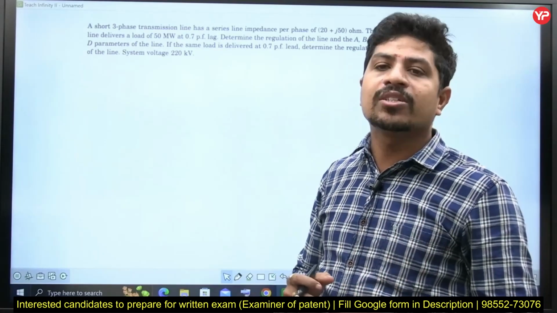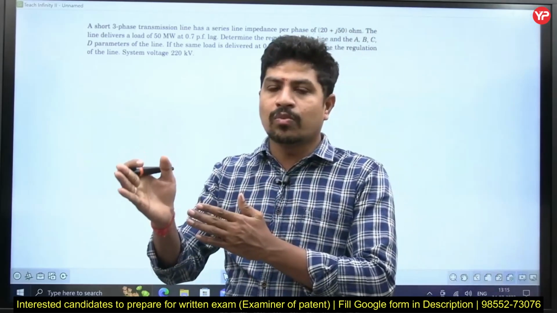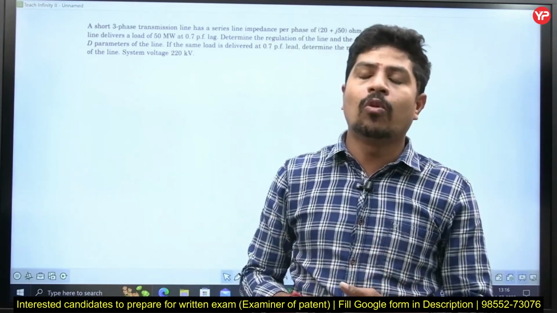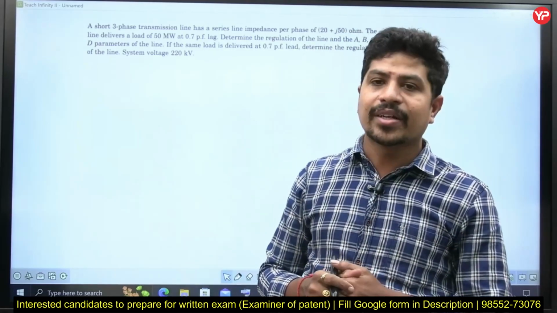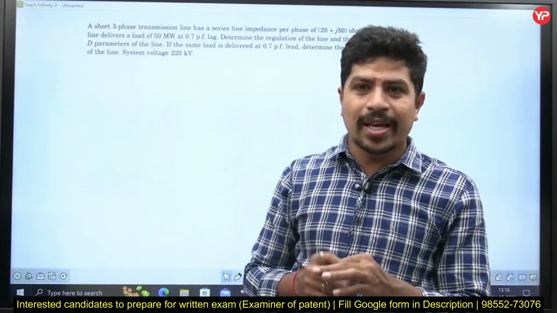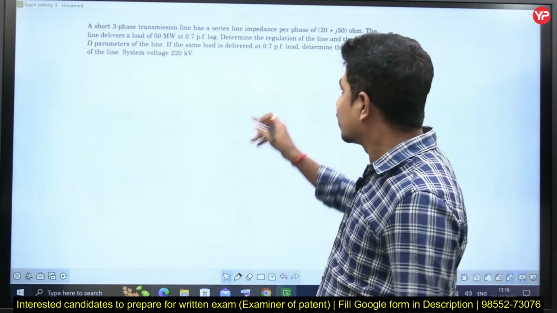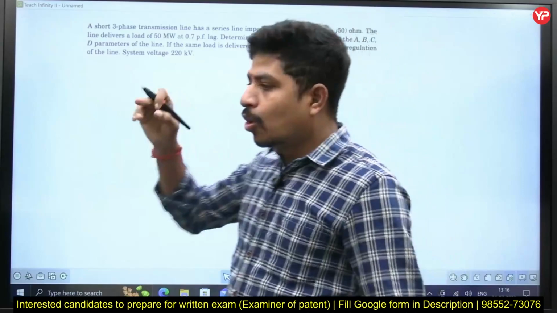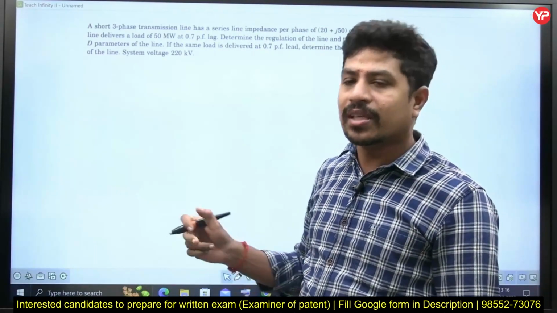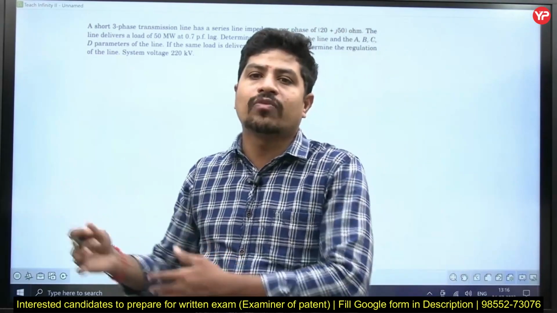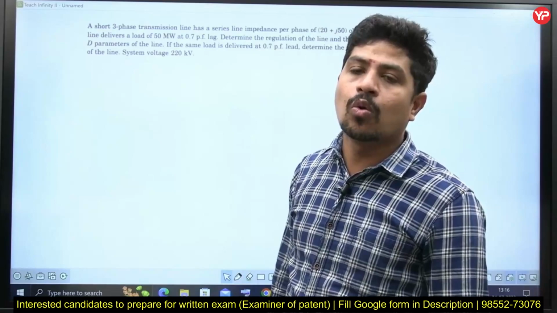What is the voltage regulation formula? No load voltage magnitude minus full load voltage magnitude, divided by full load voltage magnitude, into 100 will give percentage voltage regulation. And you have to find ABCD parameters. This particular one is a short transmission line. So for the given load, you have to find the load current first. S is equal to root 3 VL IL cos phi. Cos phi is mentioned, and the load voltage is also mentioned.